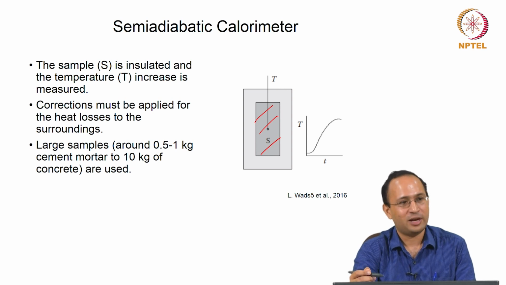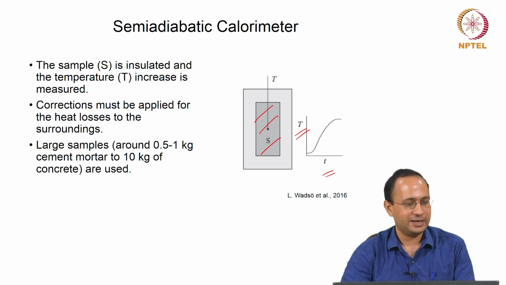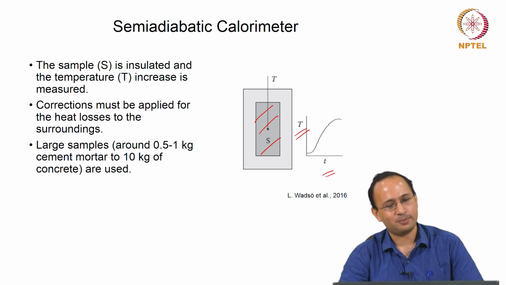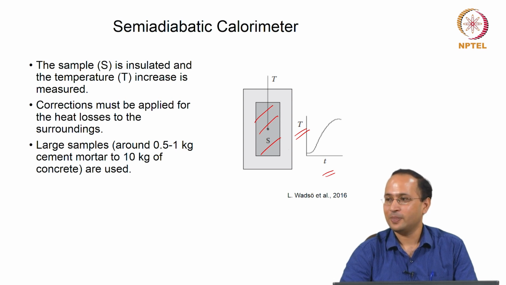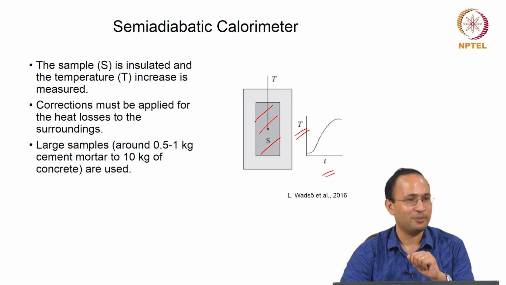So, those corrections you will have to apply and you measure the temperature. The typical output is this temperature versus time, right. But the advantage of this technique is that you can use large samples, you can use mortar, concrete, right, up to 10 kg. But what is the disadvantage? Anyway, we will come back to it.